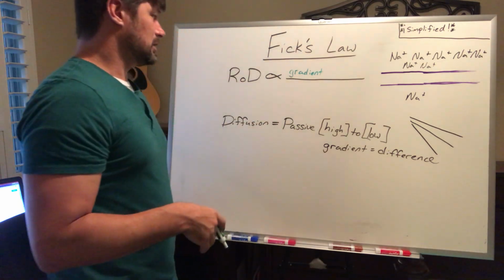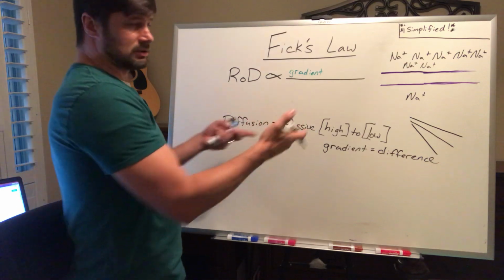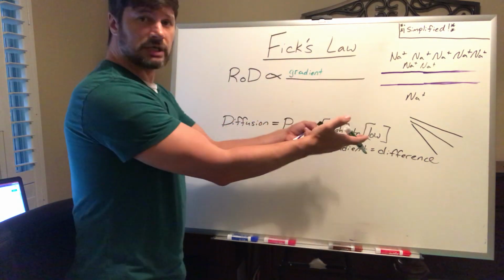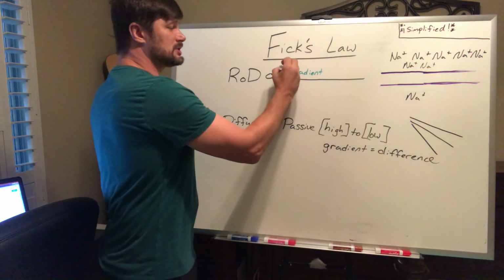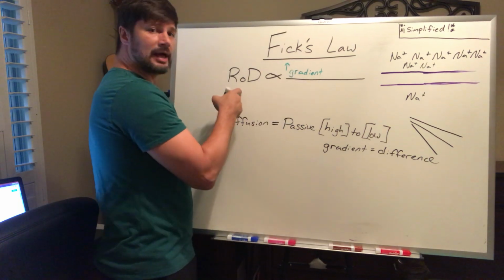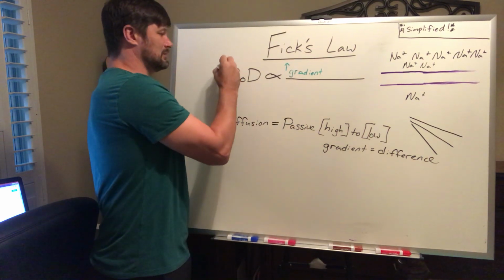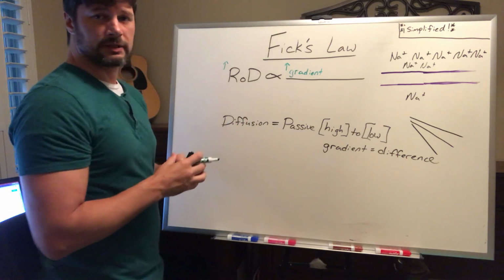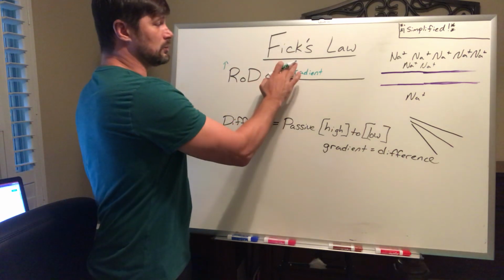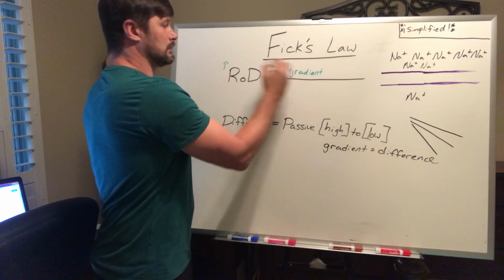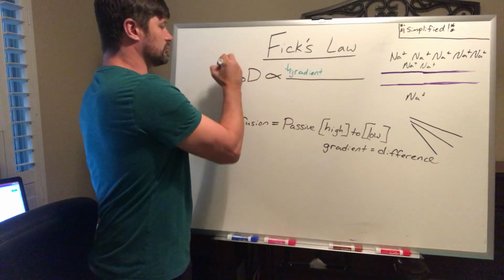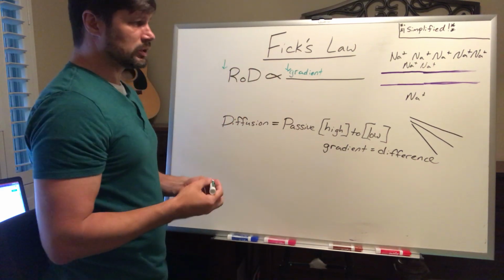Let's refer back to our equation and say what we just said. What happens if the gradient increases? What would happen to the speed at which it travels? It would increase as well. What if the gradient were to decrease? Then the speed at which it travels, the rate that it can diffuse, decreases with it.